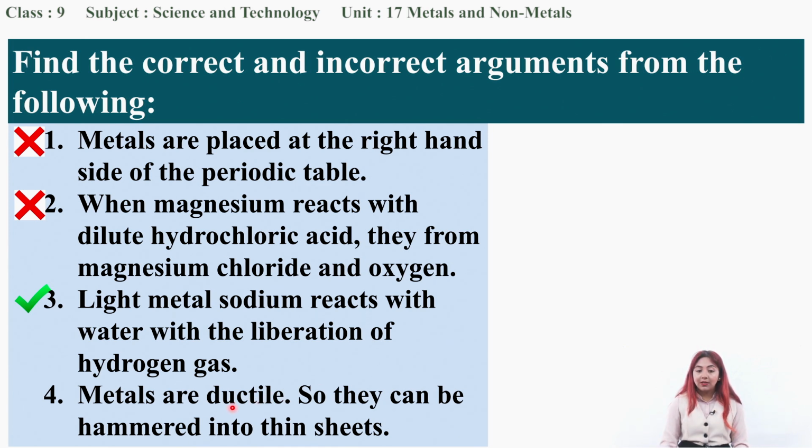But here what it says is ductility is a property where it can be hammered to form thin sheets. So that is not true. Even though metals are ductile, and metals can be hammered into thin sheets, ductility is the property of forming a thin wire, not of hammering and forming a thin sheet. So that is the reason why the statement is incorrect.